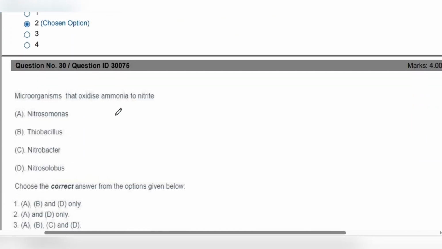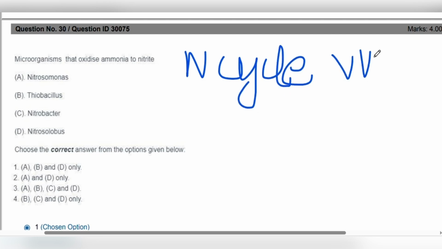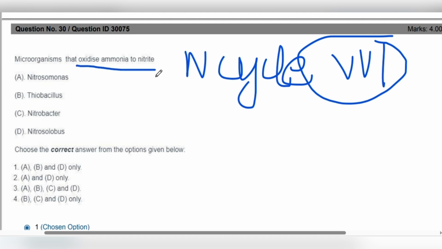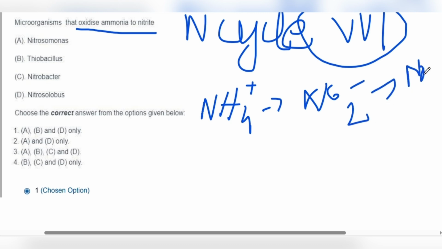And coming to the last question, question number 30. This is also an important question from soil biology. As you can see, this is again from the nitrogen cycle. So the nitrogen cycle is very, very important, and you have to be extremely thorough about all the parts of the nitrogen cycle. Here the question is microorganisms that oxidize ammonia to nitrite. I already told you in the previous question, nitrification is a two-step process where ammonium converts to nitrite, converts to nitrate. So here they have asked for the microorganisms that oxidize ammonia to nitrite.